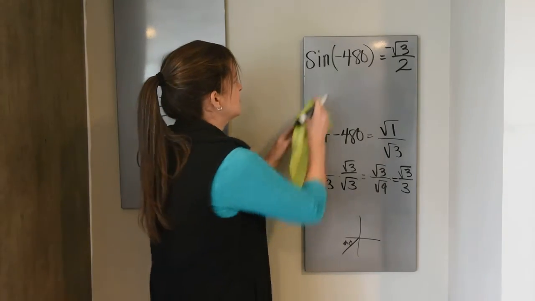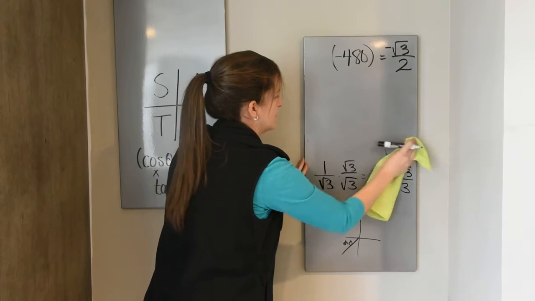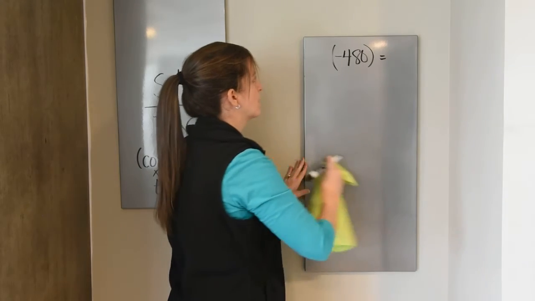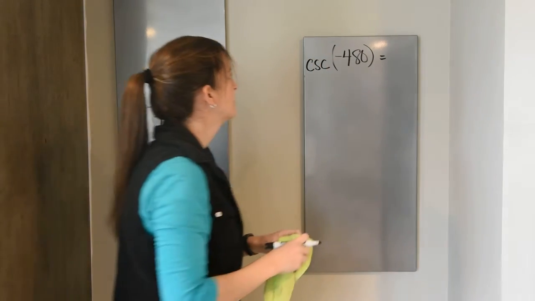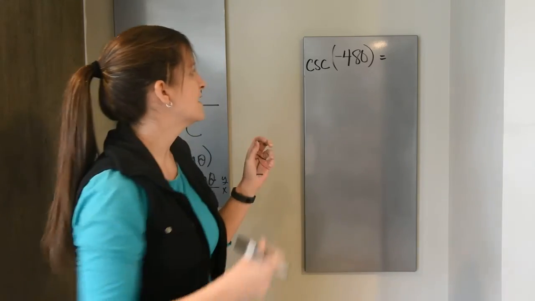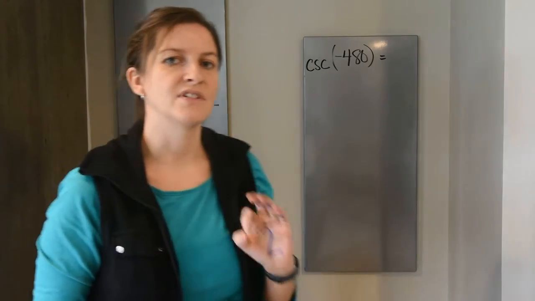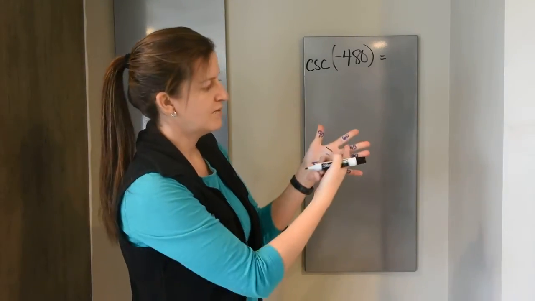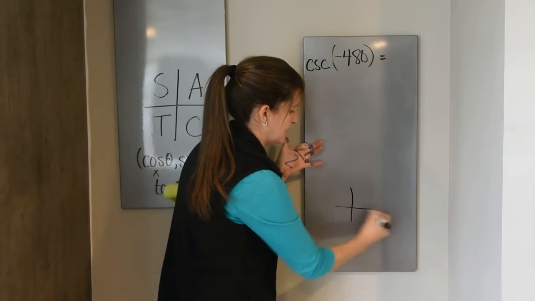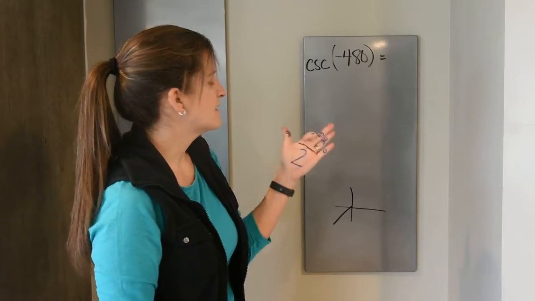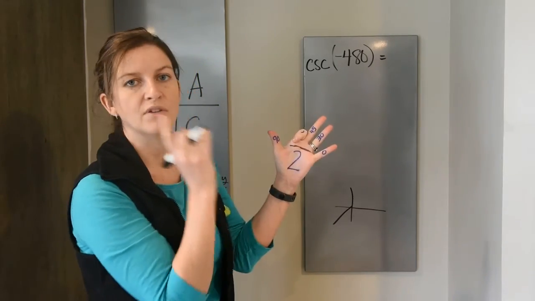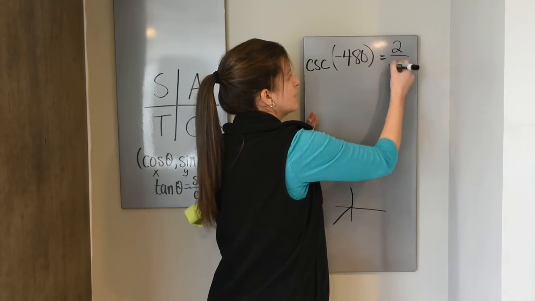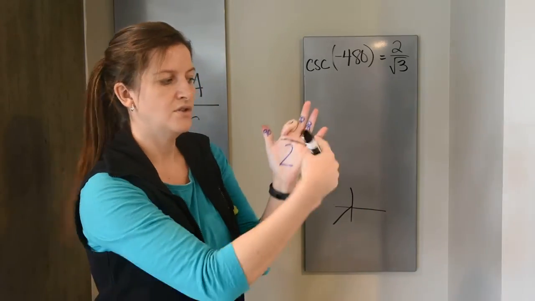Okay? And we'll do one more with the negative 480. Let's do cosecant. Okay? Cosecant of negative 480. Cosecant is the reciprocal of sine. So sine, again, we have a reference angle of 60. It's in this quadrant, right? The sine of negative 480 would be the square root 3 over 2. The cosecant would be 2 over square root 3 because it's the reciprocal.